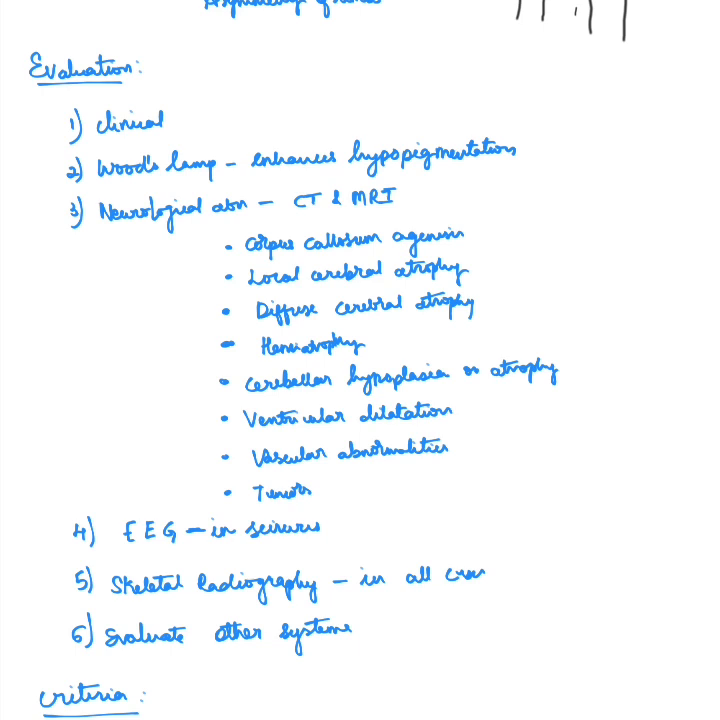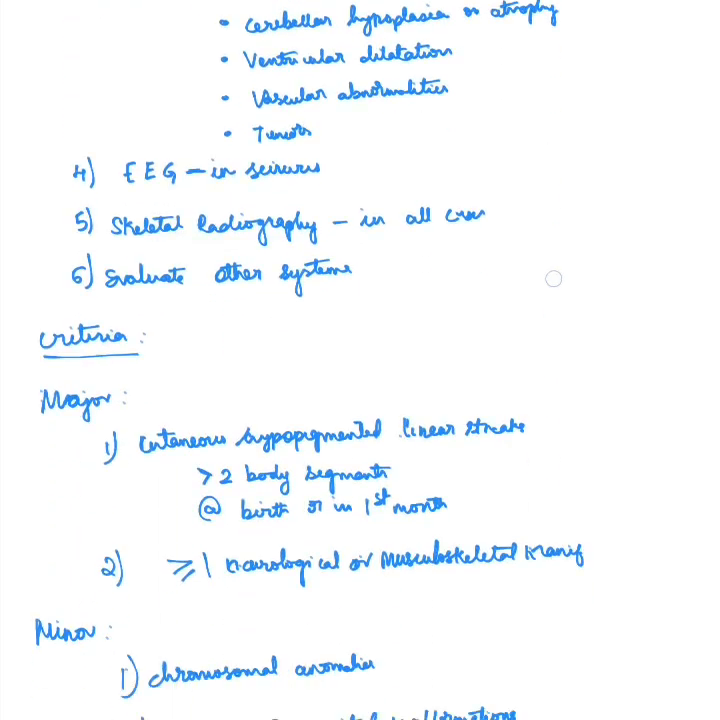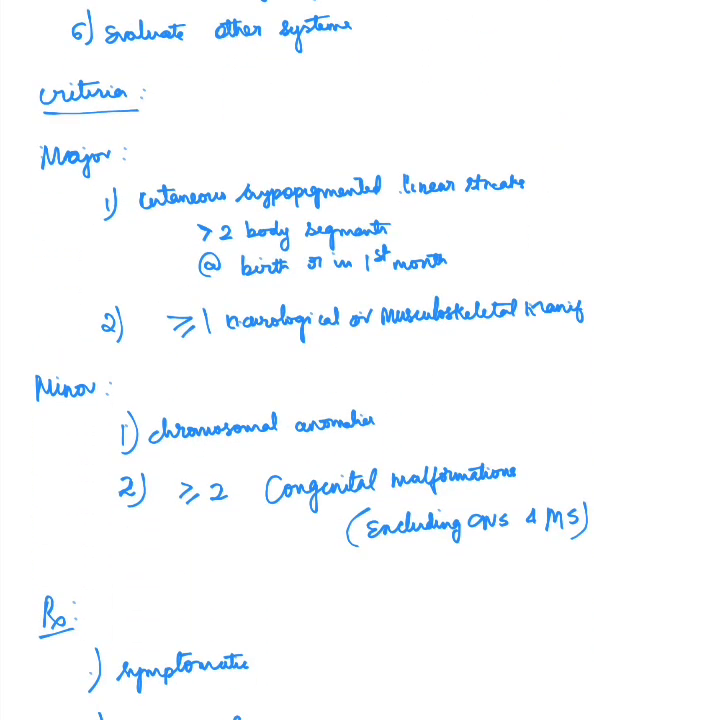Then electroencephalogram should be done in cases of seizures, and skeletal radiography is needed in all cases. We have to also evaluate other systems such as the cardiac, genitourinary, as well as ophthalmological systems to detect any abnormalities. Coming to diagnostic criteria, we've got two major and two minor criteria. Major involves the cutaneous, the neurological and musculoskeletal systems, whereas minor criteria want the presence of any chromosomal anomalies as well as other systems involvement.